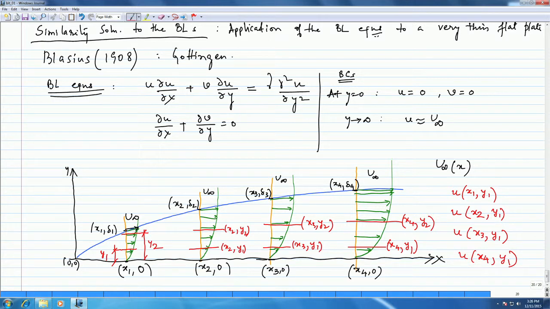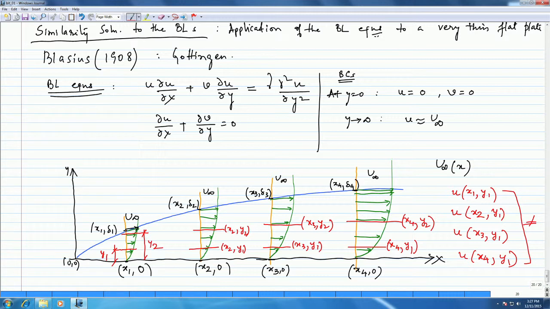If you for example look here, let us just say that the velocity at x1 y1 is not the same as the velocity at x4 y1, at least that much I can say. So, this and this are not the same as we go along x. Therefore, I can say that these two are not the same.